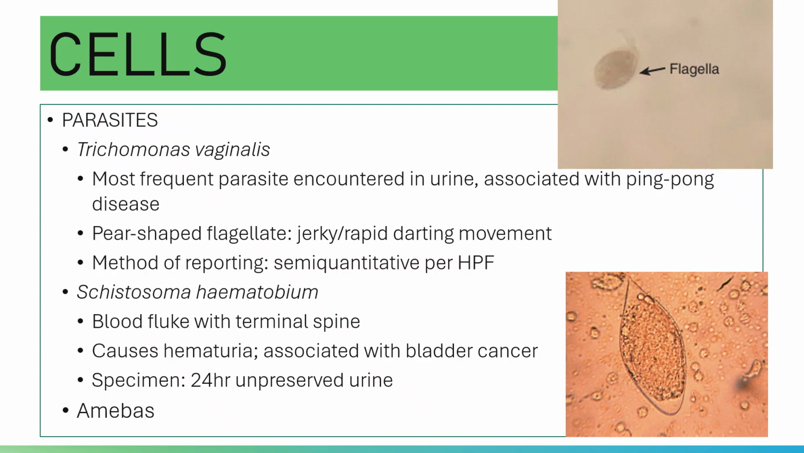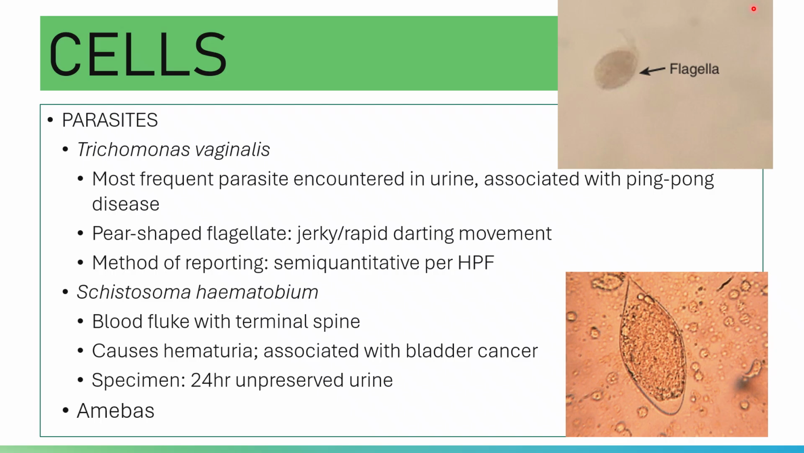Parasites in the urine. Parasites and parasitic ova may be seen in urine sediments as a result of fecal or vaginal contamination. Trichomonas vaginalis is the most frequent parasite encountered in the urine and is associated with ping pong disease. It is a flagellate, a pear-shaped flagellate.